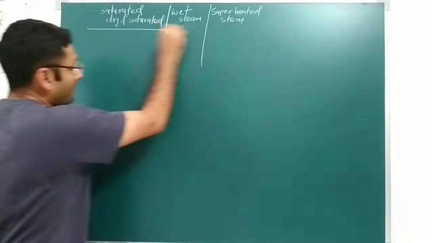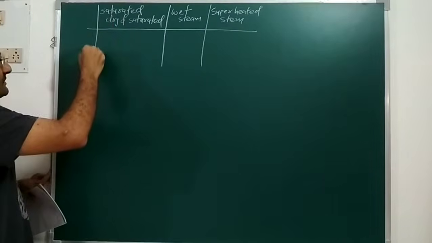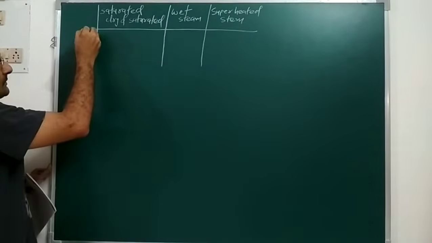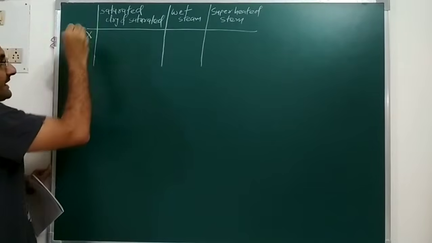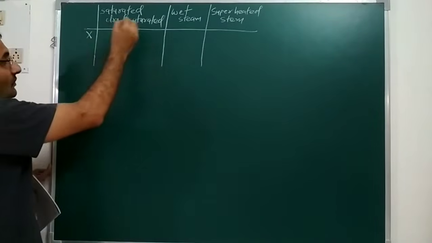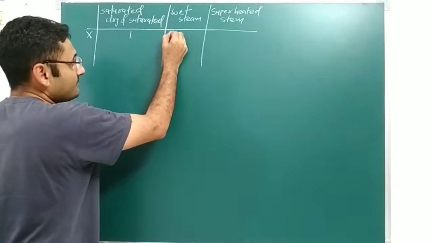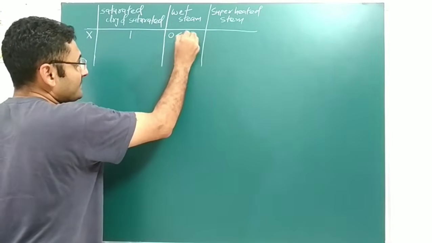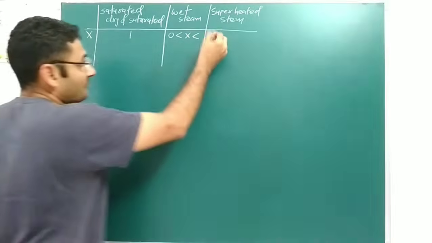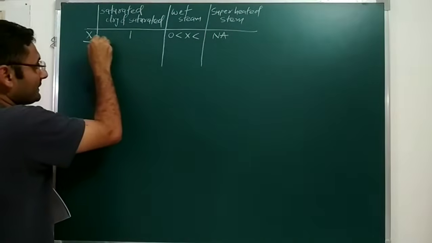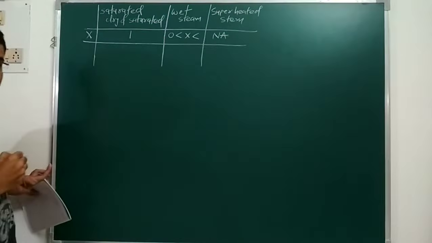After that, for all those steams, we will discuss the equations for different parameters. First of all, x means dryness fraction. For dry and saturated steam, dryness fraction is always 1. For wet steam, dryness fraction lies between 0 and 1. And for superheated steam, dryness fraction is not applicable, or not present.